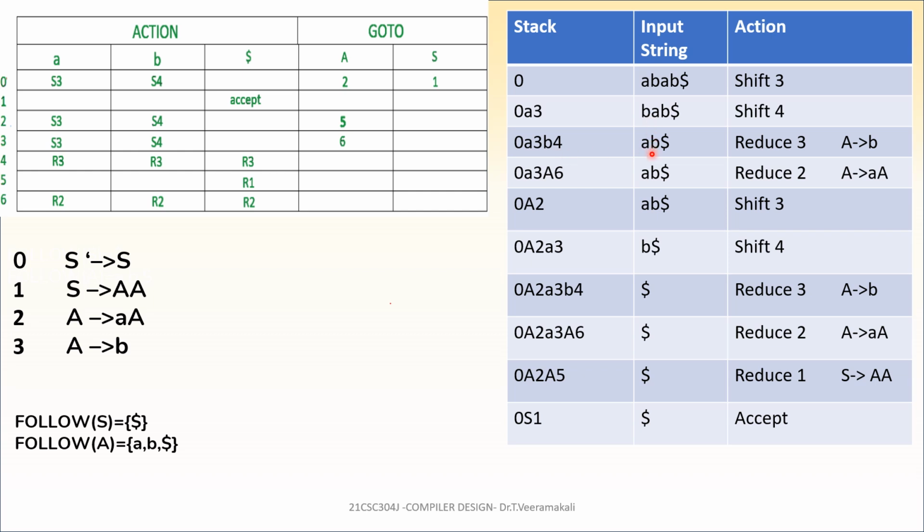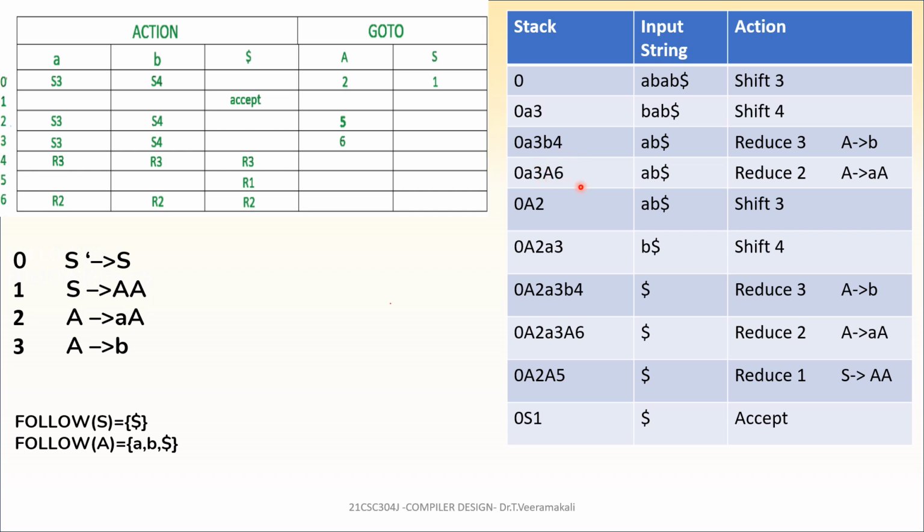Now the input string remaining is AB dollar. Just compare this 4 and A. 4 and A is reduce 3. What is the third rule in this production rule? A tends to B. In the right hand side, if you have one element, you have to replace two elements from the stack. What are the two elements at the top of the stack? B4. So instead of B4, you have to put A. So your output is going to be 0 A3. Instead of B4, the A is replaced.